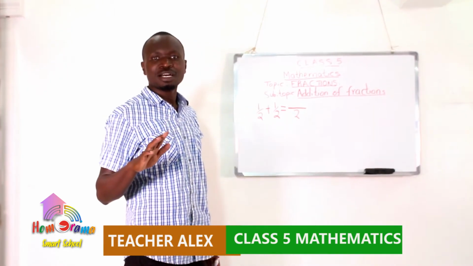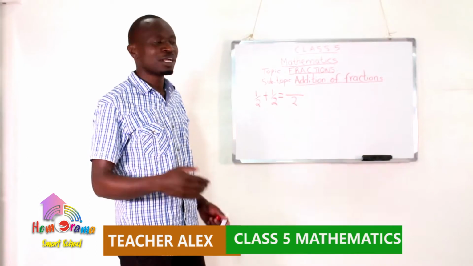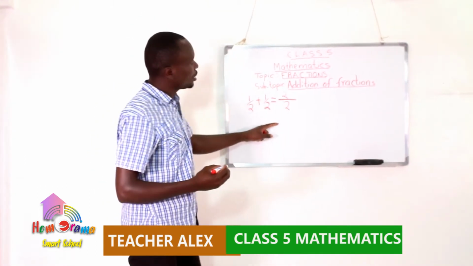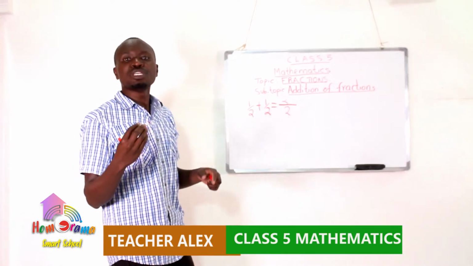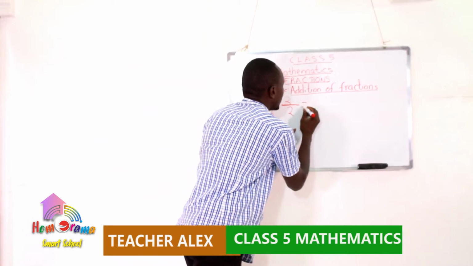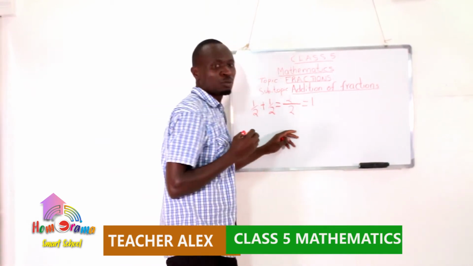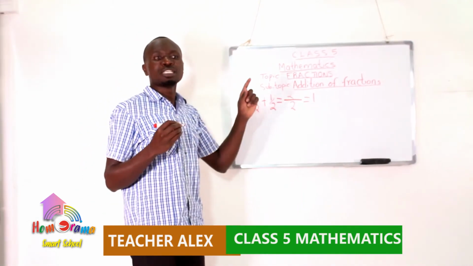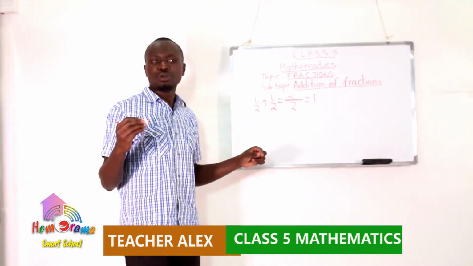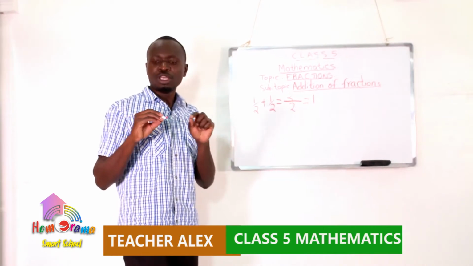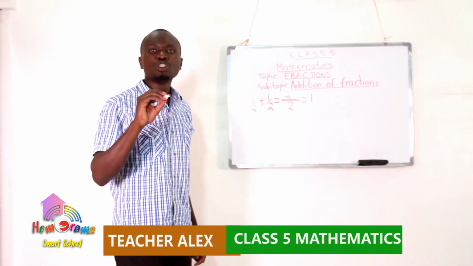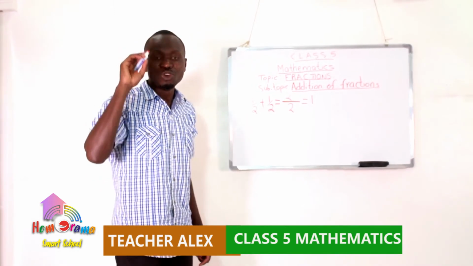That is the basic mathematics that we started with. 1 plus 1 will give me 2. So I get 2 over 2, and 2 over 2 is the same as a whole, which is 1. So my answer is going to be 1. Anytime you are given fractions whose denominators are the same, you keep the denominator the same and then you add the numerators.